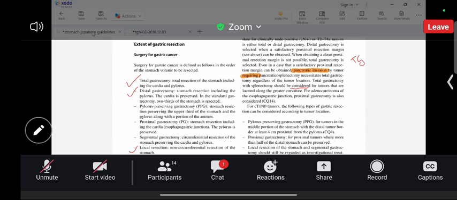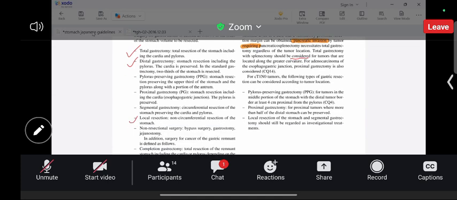For clinical T1 and N0 tumors, the following types of gastric surgeries can be done. Pylorus preserving we can do for the tumors in the middle portion of the stomach with distal tumor border at least 4 centimeter proximal from the pylorus. So if we can leave at least 4 centimeters from the pylorus, then we can plan for this. Proximal gastrectomy for proximal tumors where more than half of the distal stomach can be preserved.